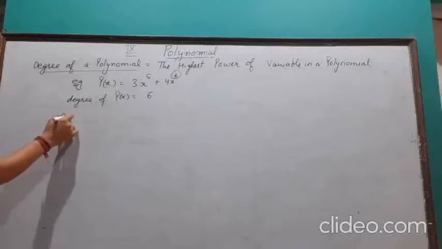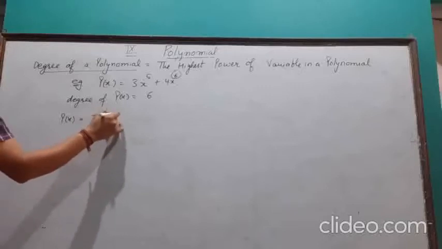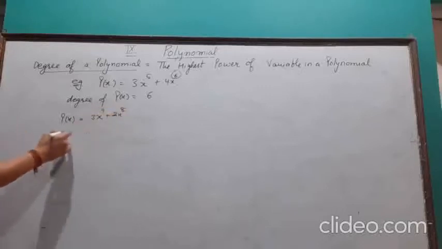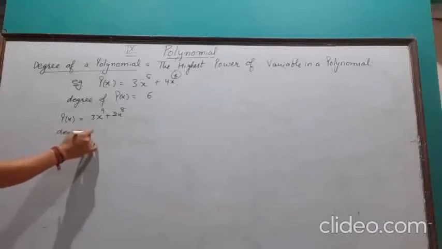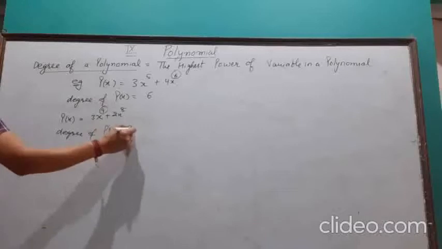If P(x) is equal to 3x raised to power 9 plus 2x raised to power 8, then degree of P(x) is equal to 9.